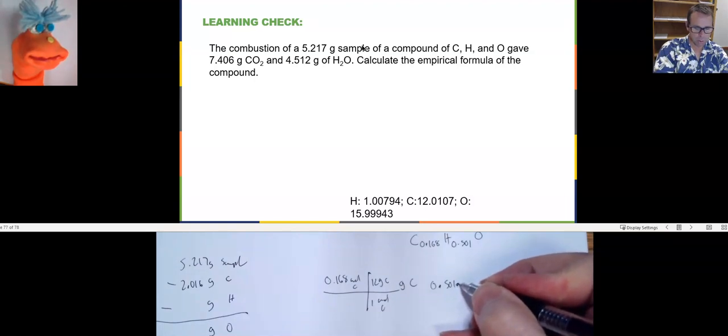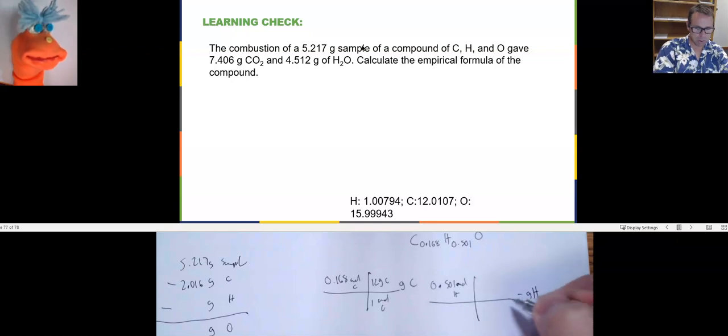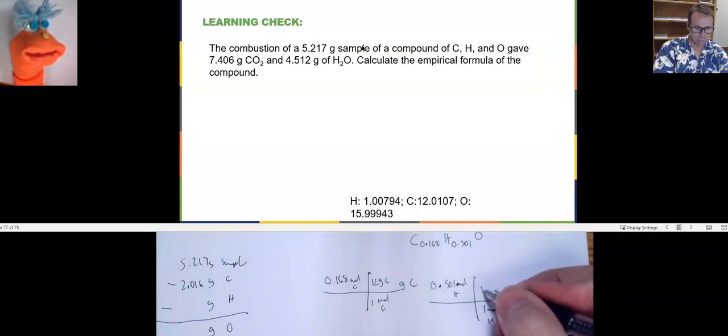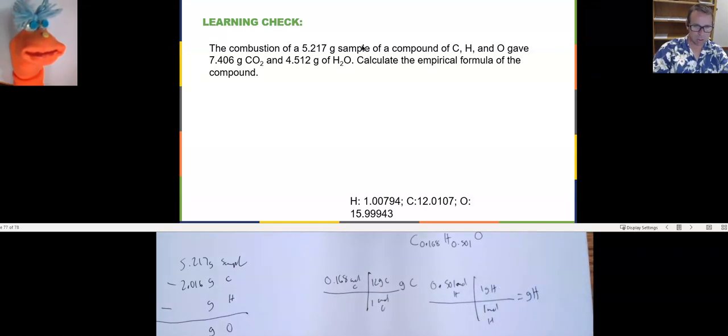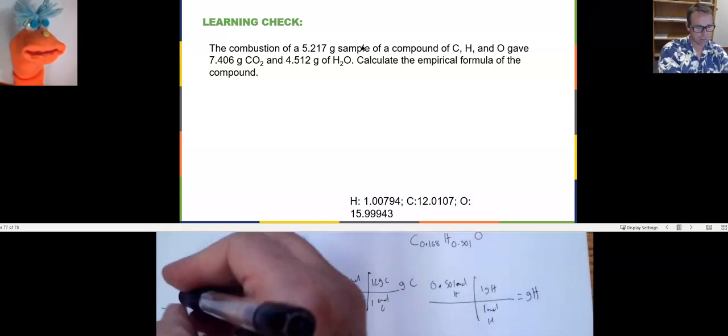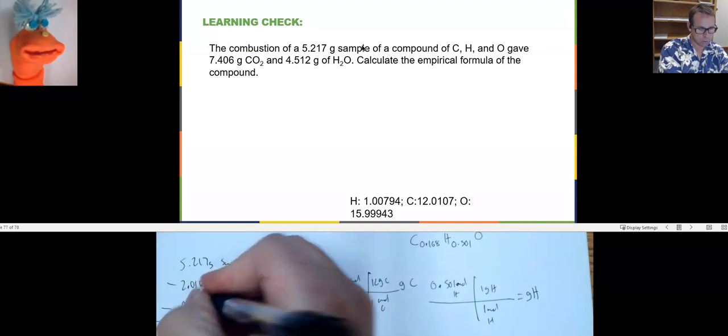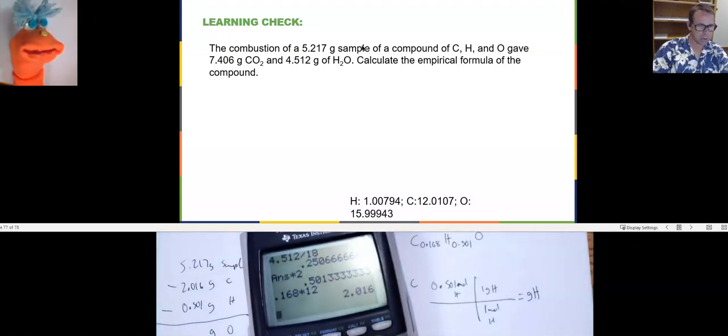0.501 moles of hydrogen. And I want to go to grams of hydrogen now to subtract it from the sample. 1 mole of hydrogen is 1 gram of hydrogen, close enough, usually, right? So 0.501 grams of hydrogen. So now I go grams of sample, 5.217, minus the grams of carbon, 2.016, minus 0.501. And what's that value?